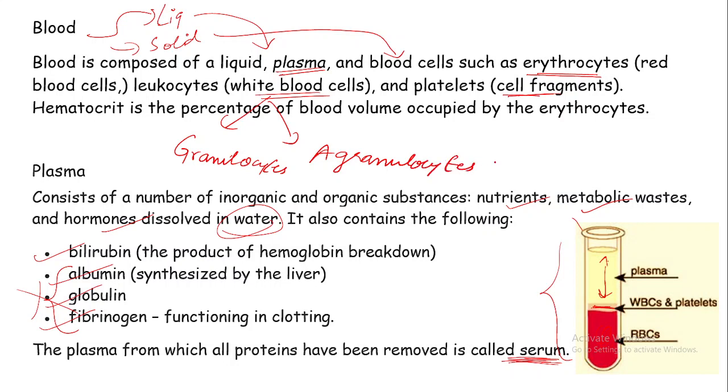Okay, so there are 5 types actually under them: basophils, eosinophils, neutrophils, monocytes and lymphocytes. These are the further classifications of the types of WBCs in a body. Each one of them has a different role to play. Okay, we'll come to that part later.